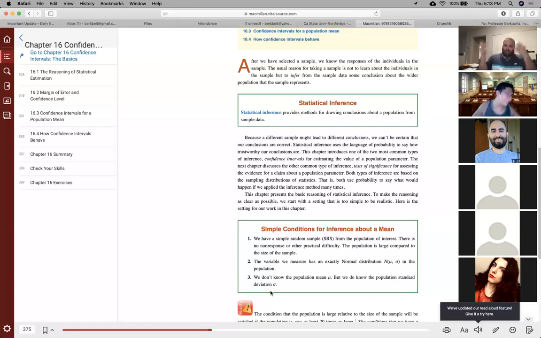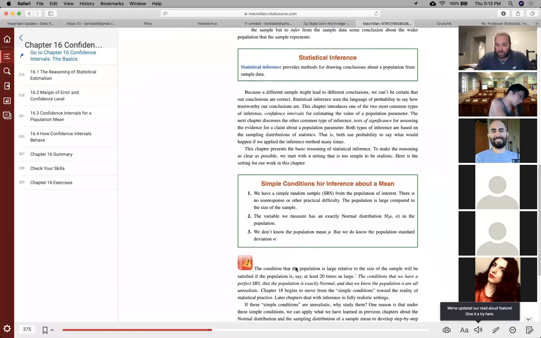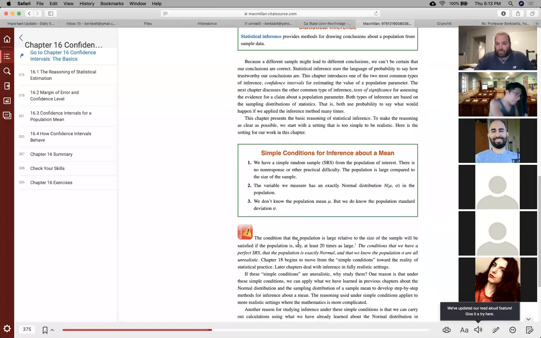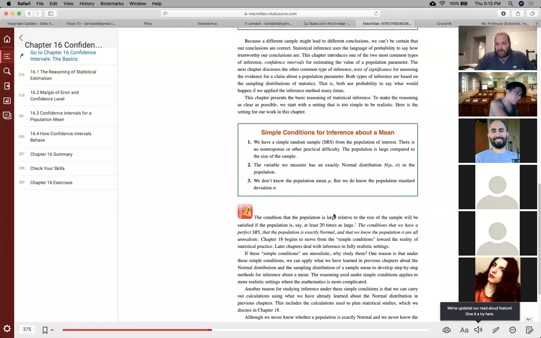and there's no undercoverage or non-response situation. Okay? The general rule is the population is large relative to the size of the sample will be satisfied if the population is 20 times as large. That's going to be our condition in the book. The population is 20 times the size of the sample, then you're good to go with this technique.